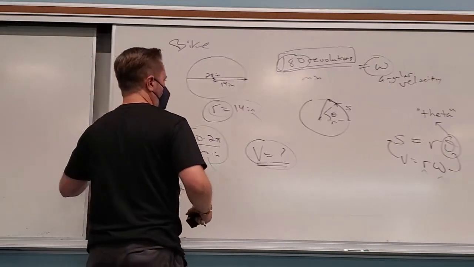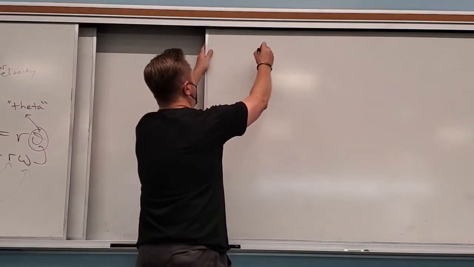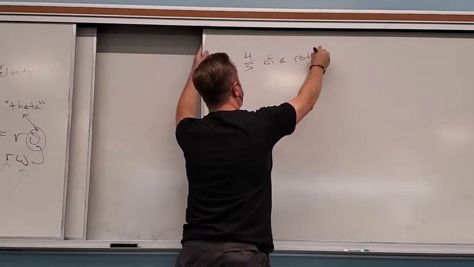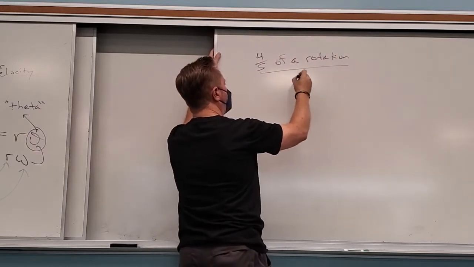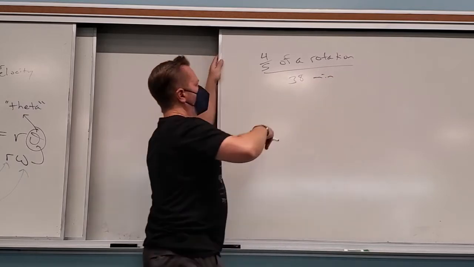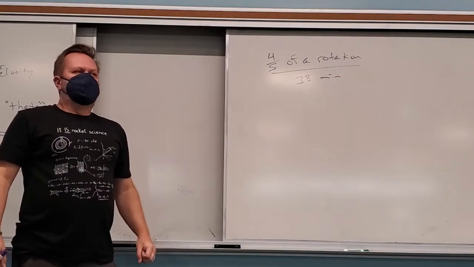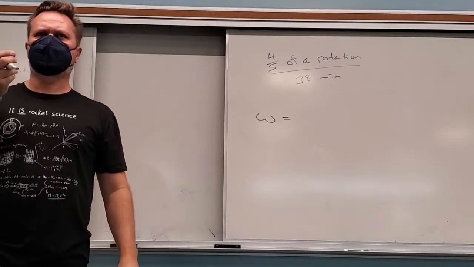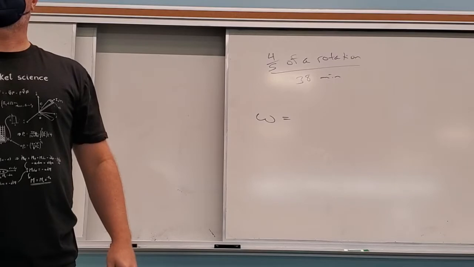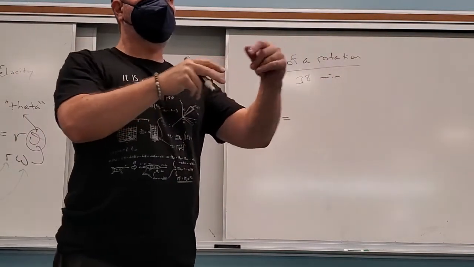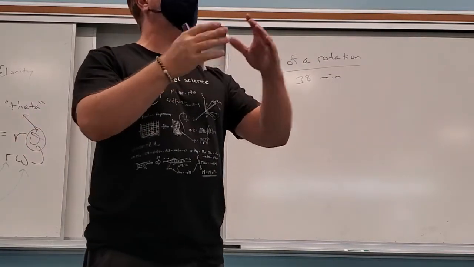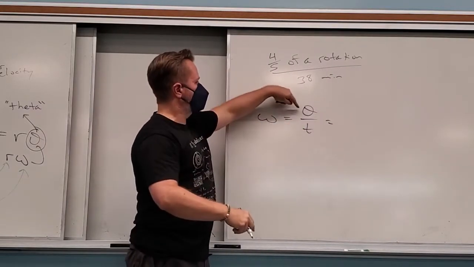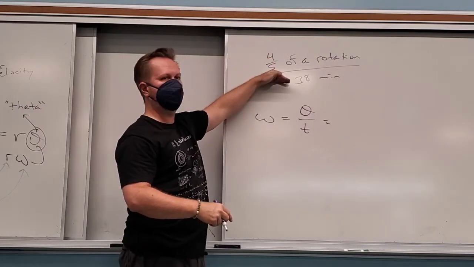Okay, so let's say I went, what do you got, Jeff? 4/5 of a revolution, of a rotation, let's say, every 38 minutes. Can you tell me what omega is? Okay, so what does omega stand for again? Yeah, it's the angular speed. It's how quickly the angle's changing over time, right? You can see that from the symbols for it. Do you see how this is related to this? There's the angle per time.